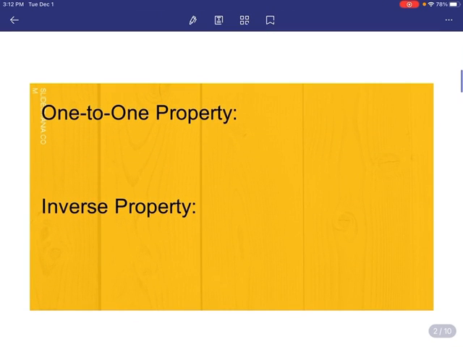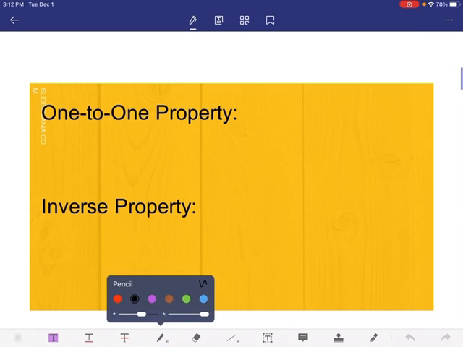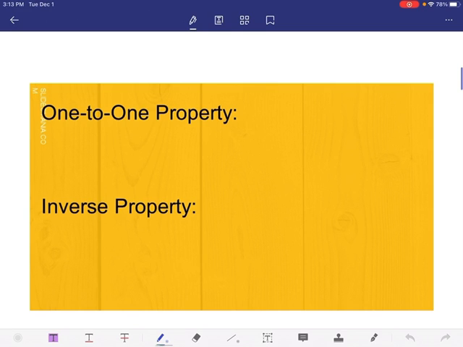So the first two things that we're going to want to talk about are the one-to-one property and the inverse property. And these are going to help us solve. So our one-to-one property states that if I have b to the x and it equals b to the y, this can happen if and only if x equals y. Meaning that if my bases are the same, the only way that those two things can be equal is if my exponents are also the same.